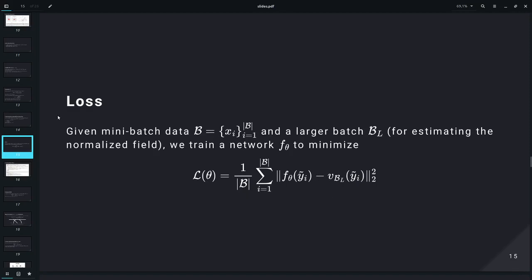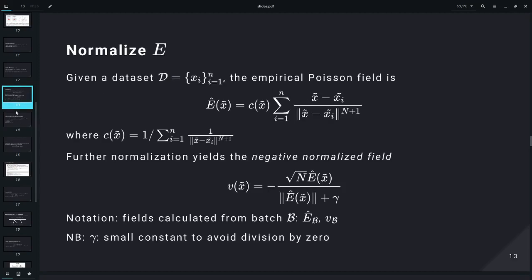So VBL, remember that here, imagine that D is just BL. So imagine that X tilde is one of my training data points, and Xi is from my BL data point. So I'm taking this sum and then normalizing it. And so you really do need these two batches, one to get your training data and one to get your field estimator.